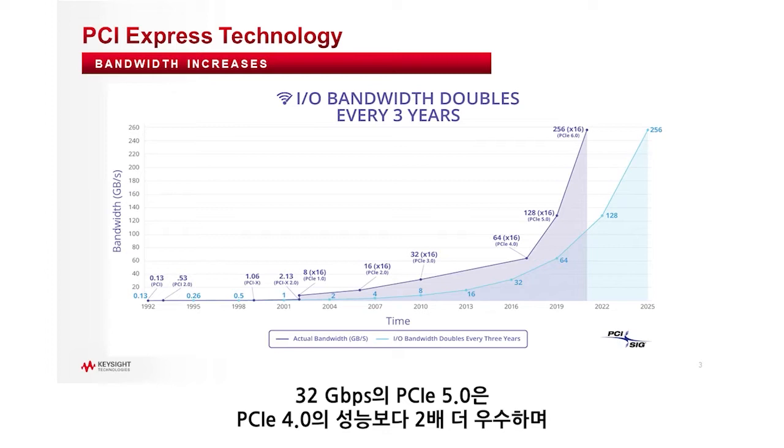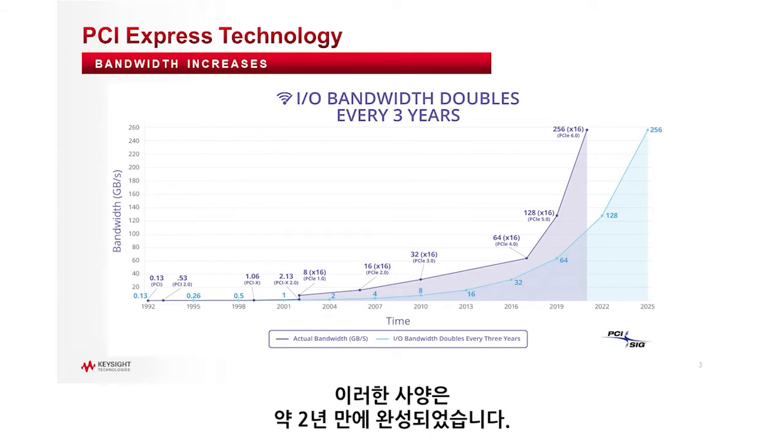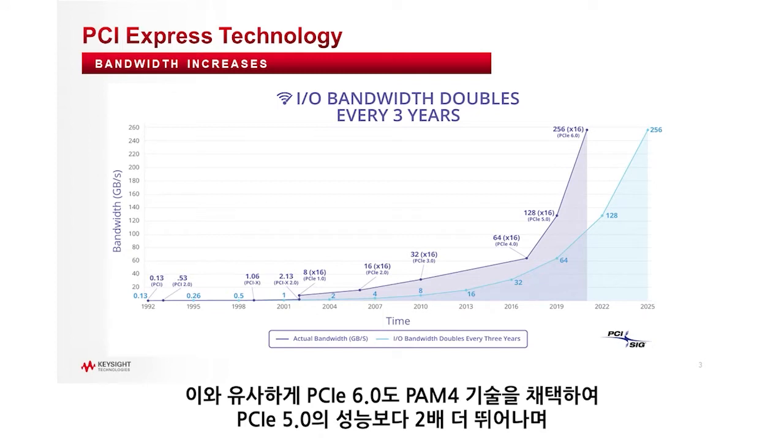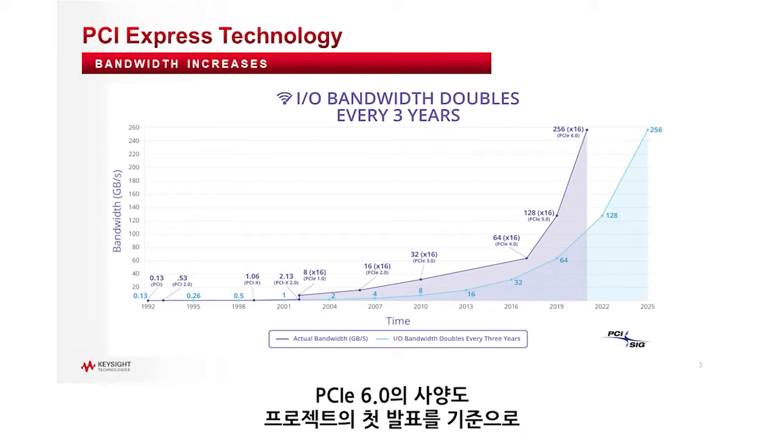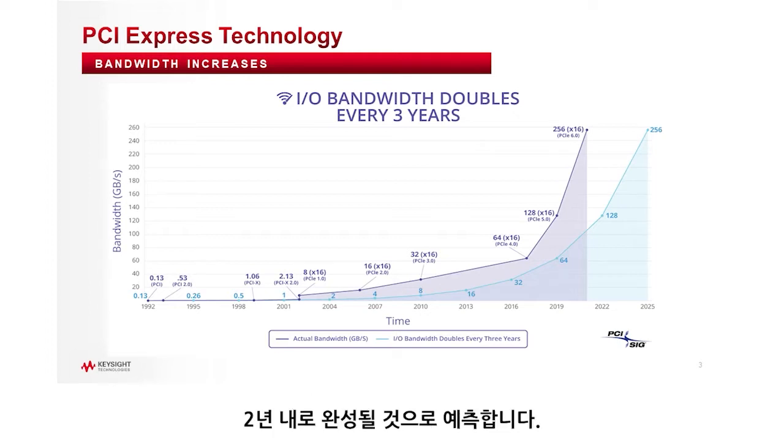PCI Express 5.0 at 32 gigabits per second doubled the performance of PCI Express 4.0, and that specification was completed in about 2 years. Similarly, PCI Express 6.0 doubles the performance of PCI Express 5.0 by moving to PAM4 technology. And again, we expect that PCI Express 6.0 will have its specification completed within a 2-year time frame from the time that project was first announced.